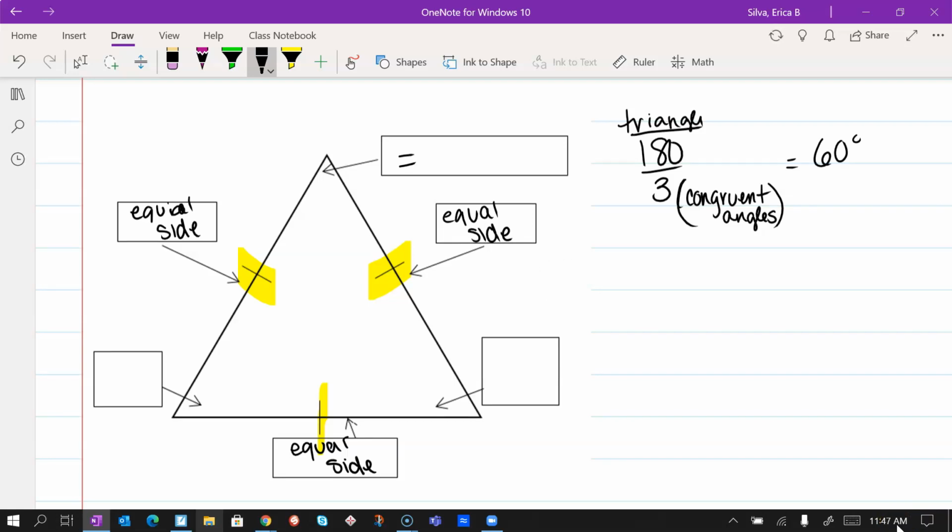So this angle is equal to 60 degrees. This angle is equal to 60 degrees. And this angle is equal to 60 degrees. Any questions?